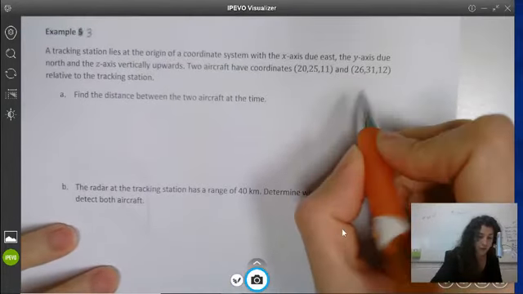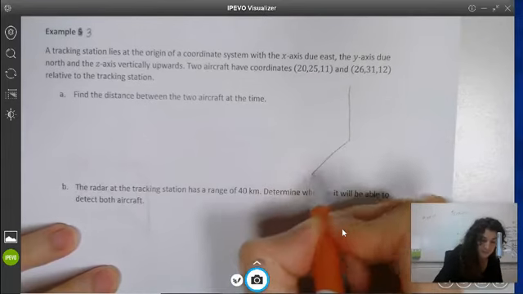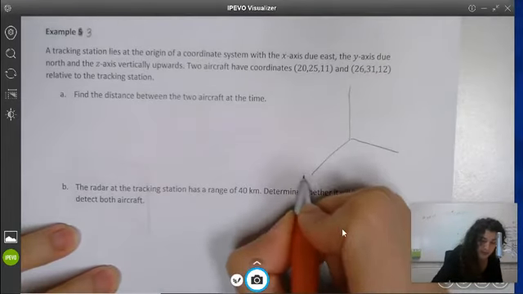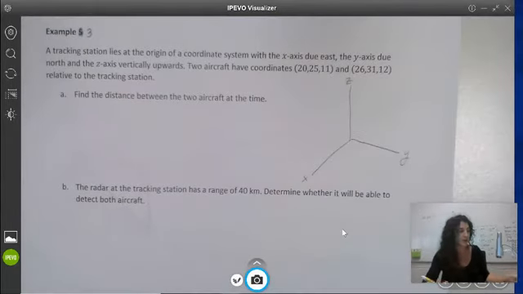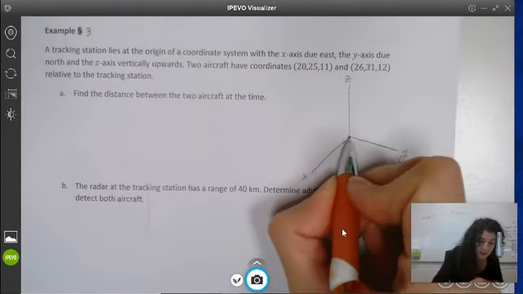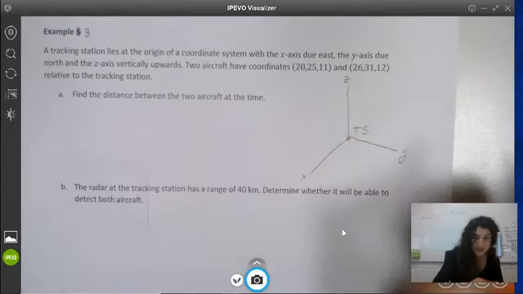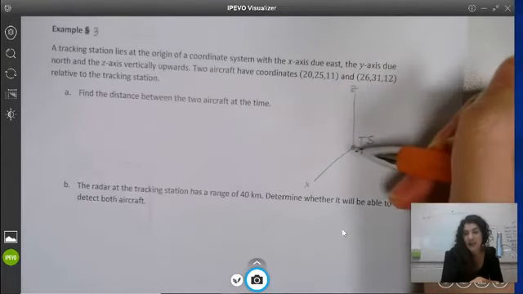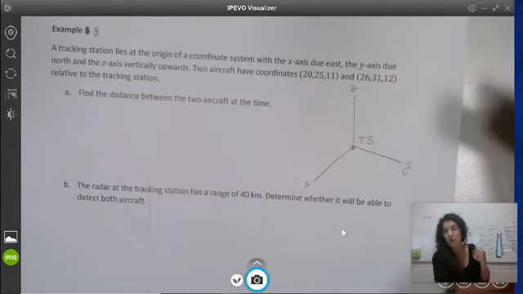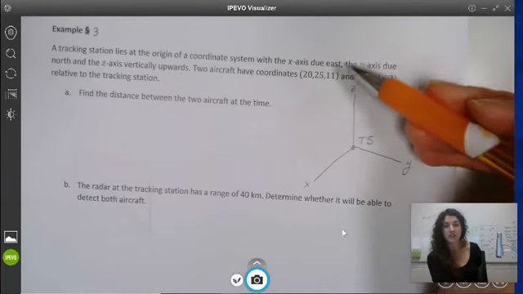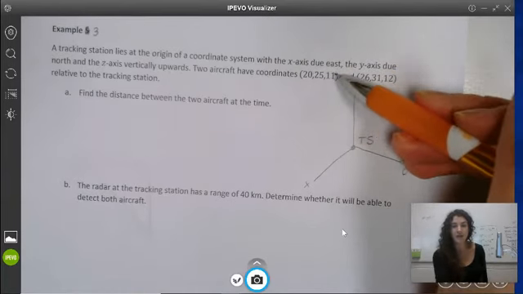So if I were to draw a picture of what's going on here, I've got my x-axis here, my y-axis here, and my z-axis here. We have, at a point right here, the tracking station. It says, hey, at the origin is the tracking station. Origin is 0, 0, 0, or in a two-dimensional way, 0, 0. So this is our tracking station, and then we have these points, x, y, z.